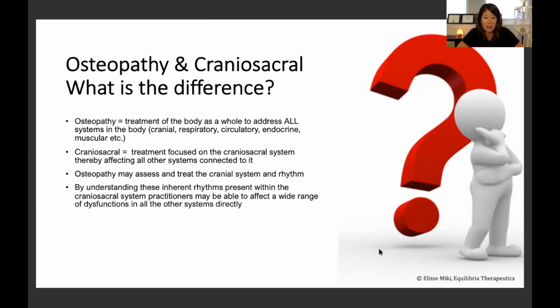Craniosacral is treatment focused on the craniosacral system. So that being one of the many systems in our body that osteopaths use, cranial is focused just on cranial, as the name says. So because cranial affects all the systems in the body, it sounds similar to what osteopaths are doing. The only difference is that the osteopaths are actually treating each system as well, right? If they come across that.